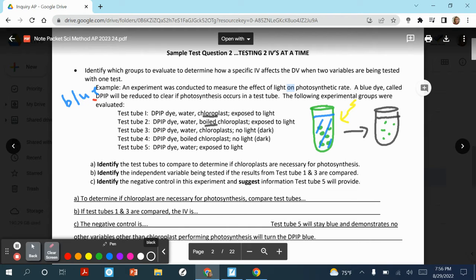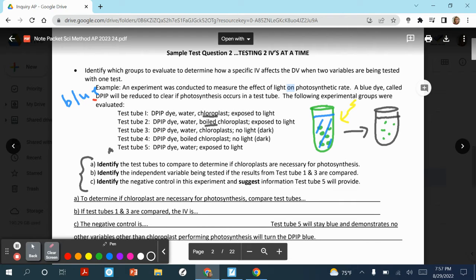Now, if we take a look at these questions here, let's see some of the other independent variables that are being tested here. It says, identify the test tubes that you would compare to determine if chloroplasts are necessary for photosynthesis. Well, we need to set this up without chloroplasts. We're going to put everything in there. So we need to put the DPIP, water. We need to expose it to light because we know light is necessary for photosynthesis, but without chloroplasts. And notice that is test tube number 5.